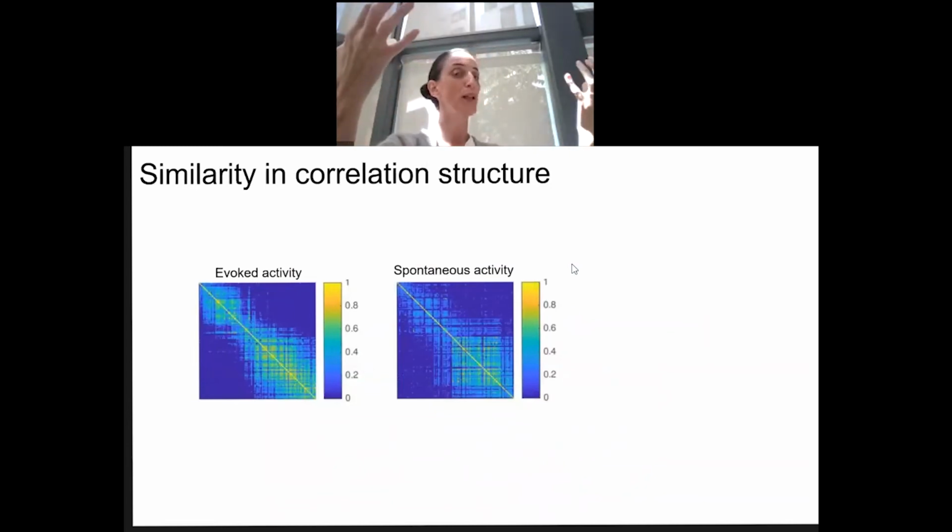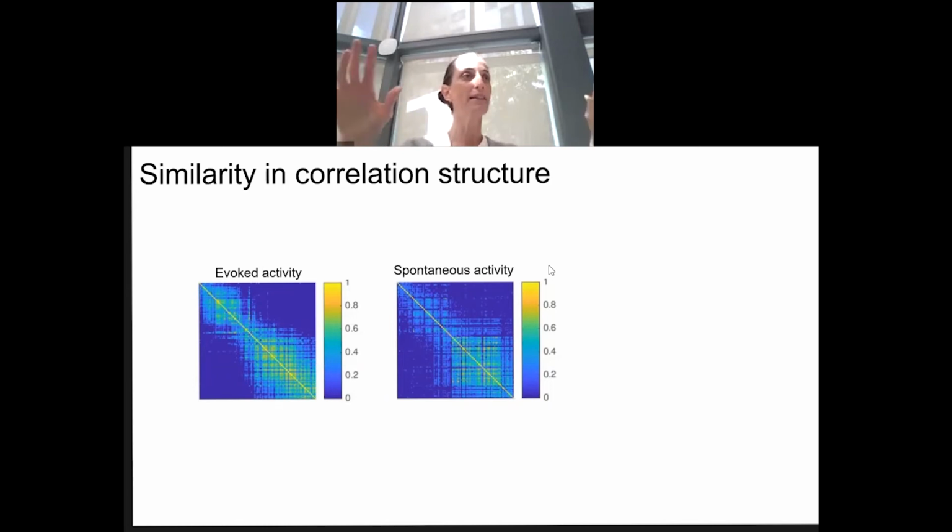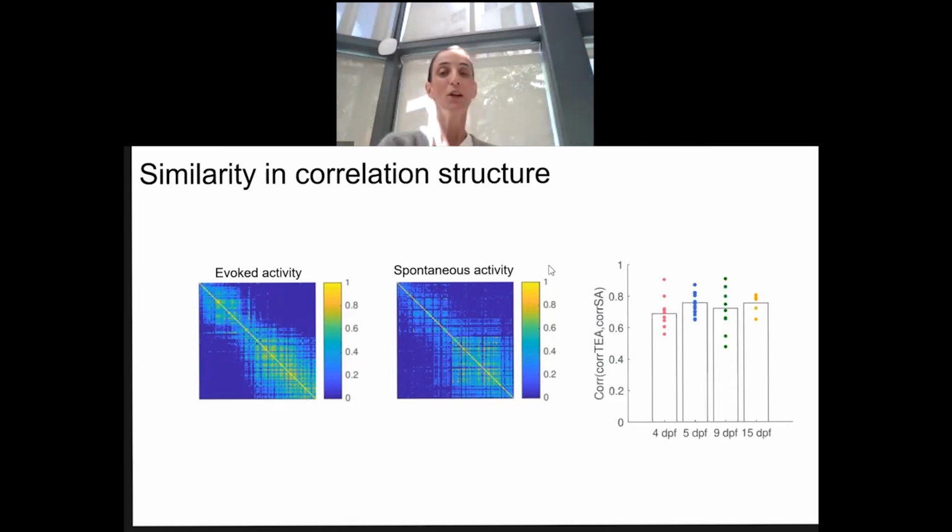If we look at the correlation structure of the population, in the case of the sensory-driven activity and the spontaneous activity, we see that at least in terms of correlation structure, it looks similar. That suggests perhaps that there's a connectivity map that is driving this correlation. But when we looked at the correlation between the correlation maps, we didn't find any increase in correlation. This suggests that they are not really getting closer to each other.